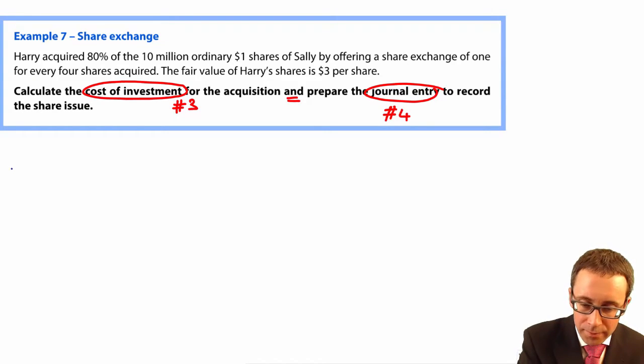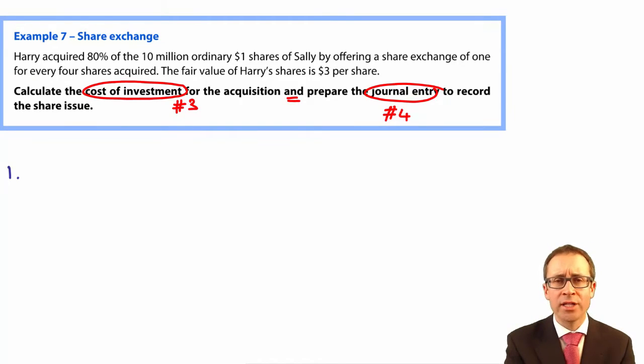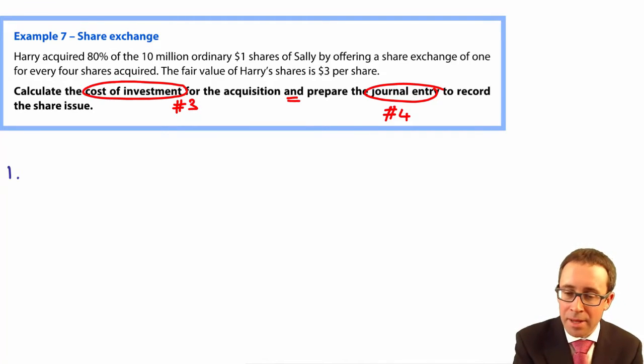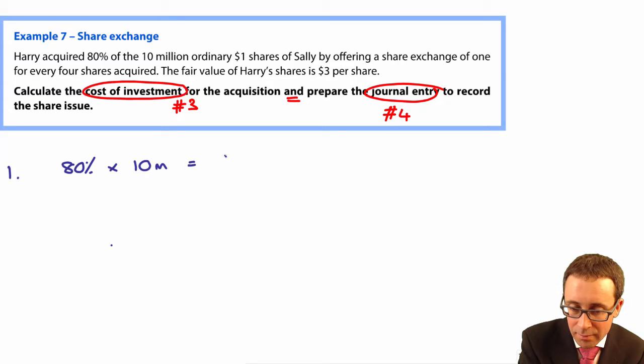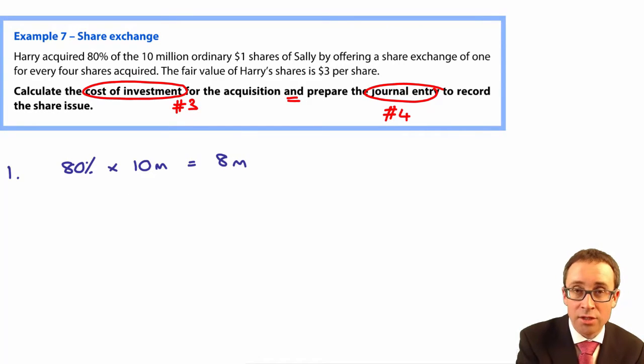Step number 1 is to work out the number of S shares acquired. Well, it says Harry acquired 80% of the 10 million $1 shares of Sally. So the number that we acquired is 80% of 10 million, which is 8 million, isn't it? That's 8 million S shares acquired.